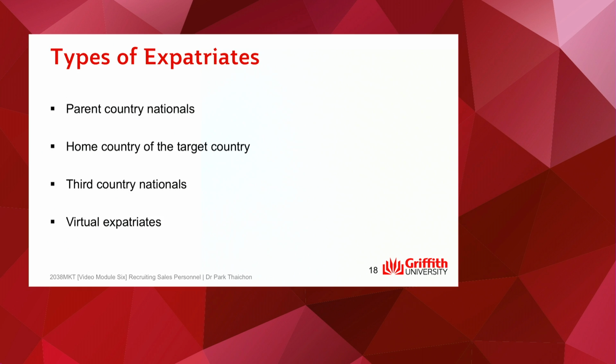Now, there are four types of expatriates, or four types of host nationality, although they come from the same country, the headquarters. The first one comes from the country of the headquarters, and they are the parent country nationals. So they come from the US, like original US people.